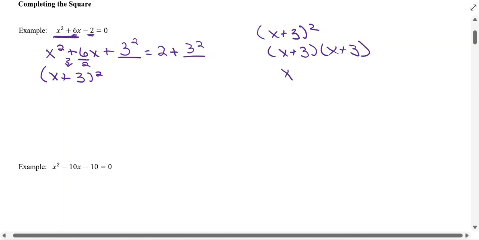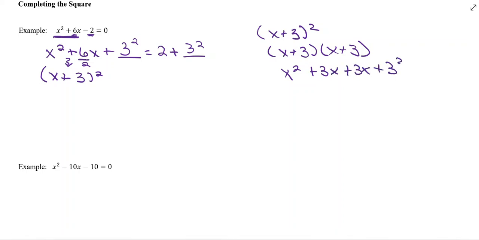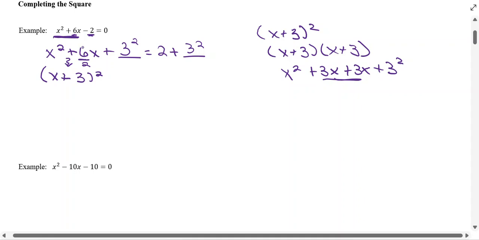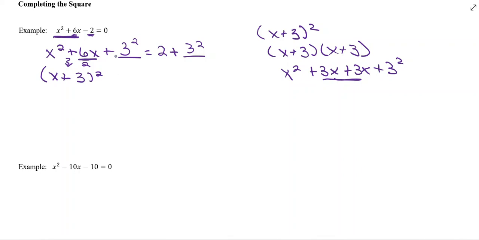Multiplying that out, I have x squared plus 3x plus 3x plus 3 squared. This 3x plus 3x adds together to be the 6x, which is our middle term right here. So I have a perfect square trinomial. That's what I created by adding the 3 squared to the left-hand side. The right-hand side now becomes 2 plus 9, which is 11.